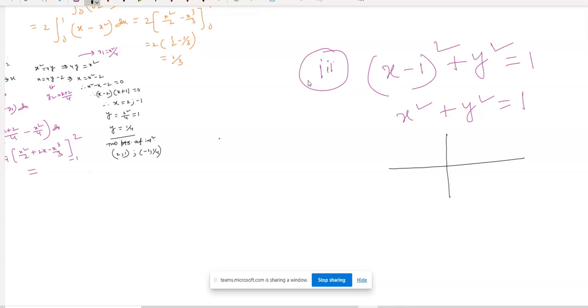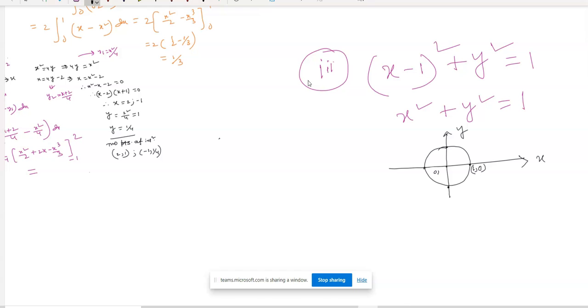This has center at (0, 0) and radius equal to 1 unit. And you know, it will be intersecting at (1, 0), (-1, 0), (0, 1), (0, -1). This, you're very good in it, I know. So you just write the point here for better understanding of the person who is checking your copy.